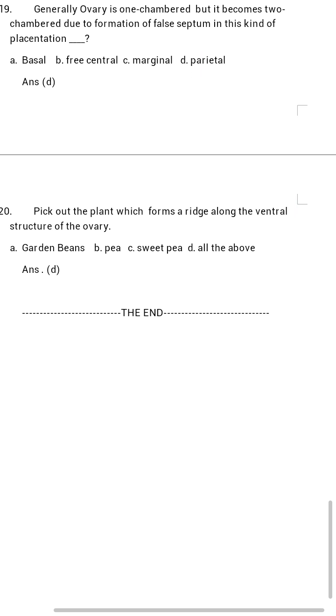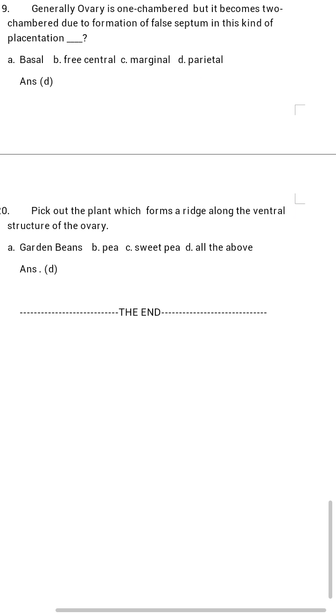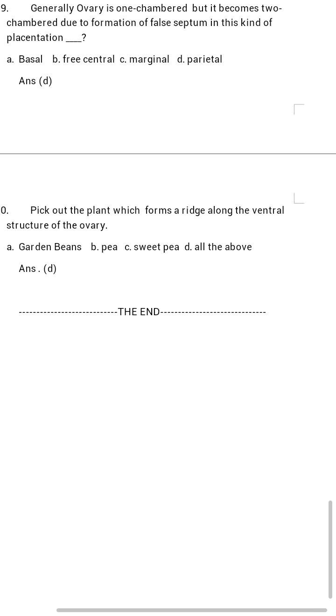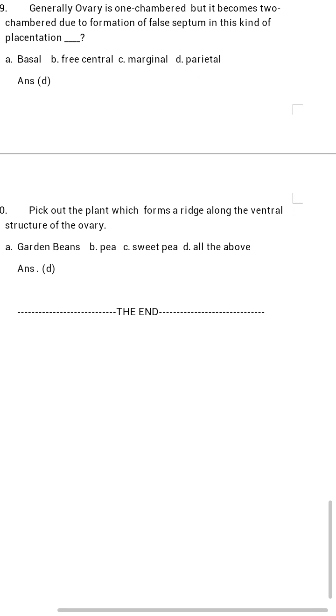Let us see the options. A. Basal placentation, B. Free central placentation, C. Marginal placentation, D. Parietal placentation. So option D, parietal placentation, is the correct answer for this question. False septum can be seen in parietal placentation. Ovules form from the inner layer of the ovary, which means from the inner ovarian wall. This is a very important concept.